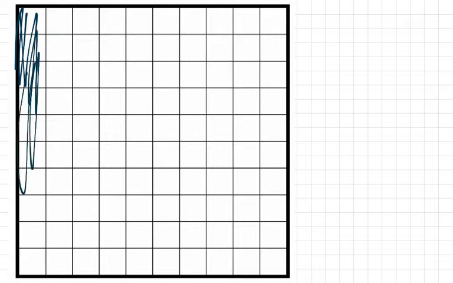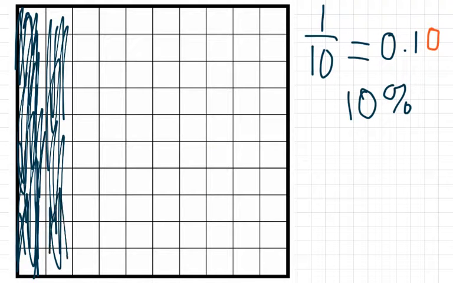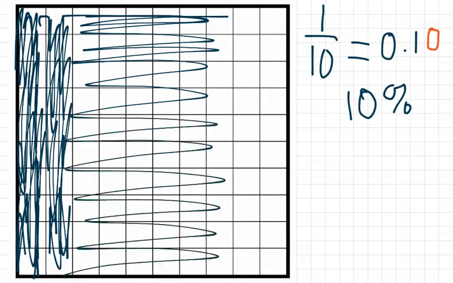If I just colour in one of these 10 sticks, I've coloured in 1/10, 1 out of my 10 sticks. That's the same as 0.1, remember we don't need the 0 on the end, or 10%. Look at the patterns. You have that 0 that you don't need, 10, 10, 10. Of course, I could double that and colour in a second one. What would that percentage be? 20%. What about if I had 8 of them coloured in? It would be 80%.